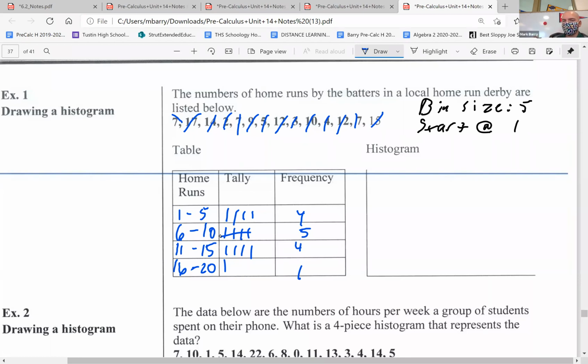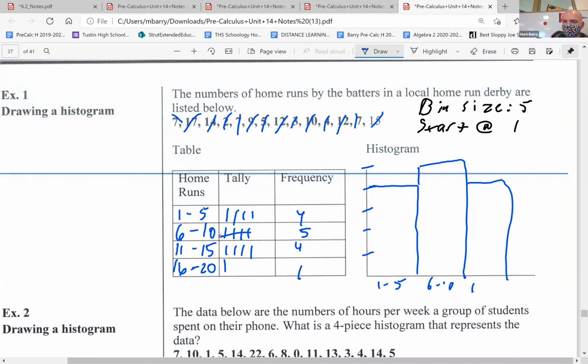All right, so when you draw your histogram then, the y-axis is your frequencies. My max frequency was 5, so I'm gonna go up to 5. My first bin has a frequency of 4, and it's from 1 to 5. Then I have a frequency of 5 from 6 to 10. Then I have a frequency of 4 from 11 to 15. Then I have a frequency of 1 from 16 to 20. Beautiful histogram, all right.